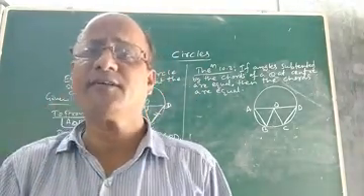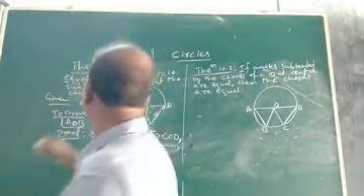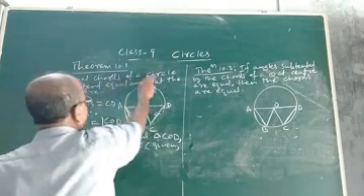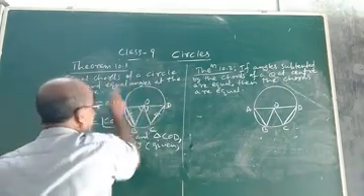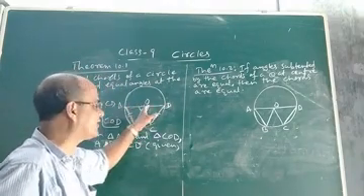Let us consider the first theorem, that is 10.1. So what is the first theorem? The statement is: equal chords of a circle subtend equal angles at the center. So what is equal chords? Look at the circle. Suppose this is a circle with center O.